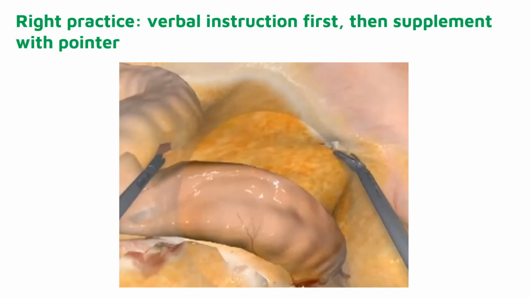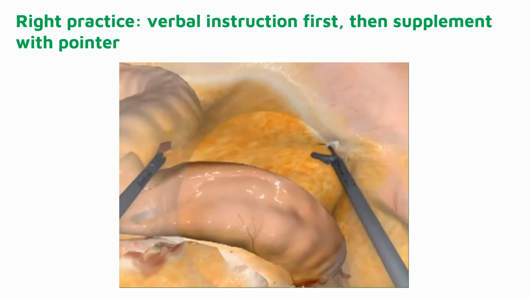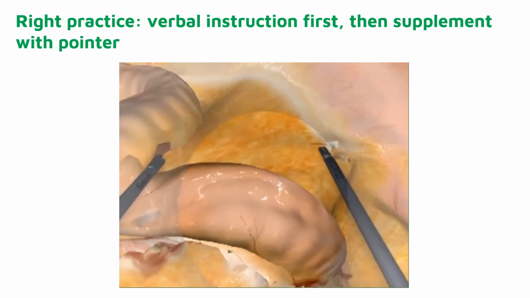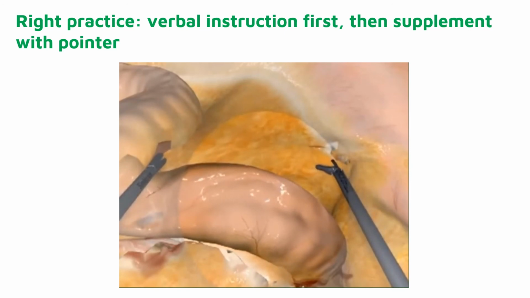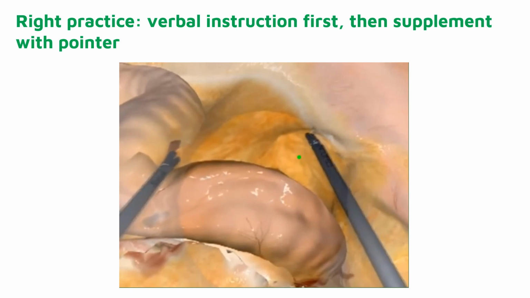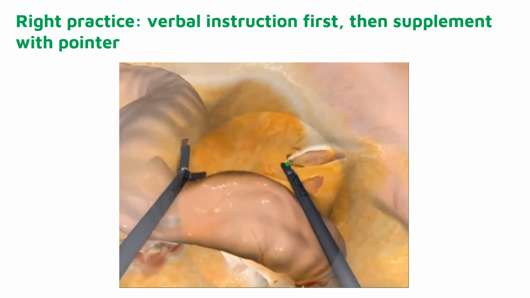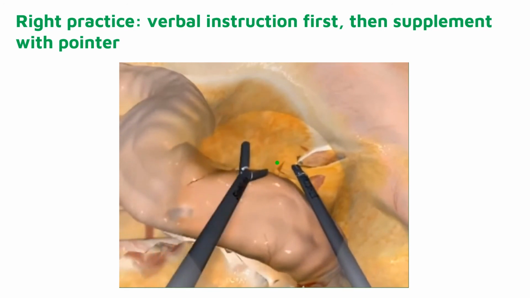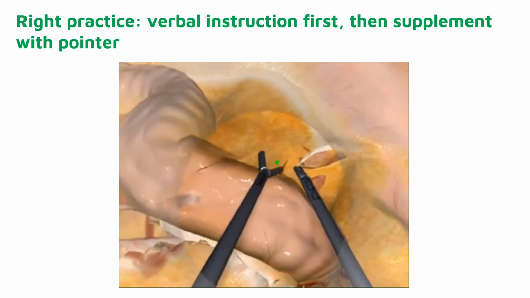Now here's an example of the right practice of providing verbal instruction first and then supplementing the instructions with the pointer. Now, I want you to dissect and separate the peritoneum of the blood vessel. To do so, you need to pick the peritoneum with your non-dominant hand and retract with your dominant. So pick up the peritoneum right around here with your non-dominant hand. Great.